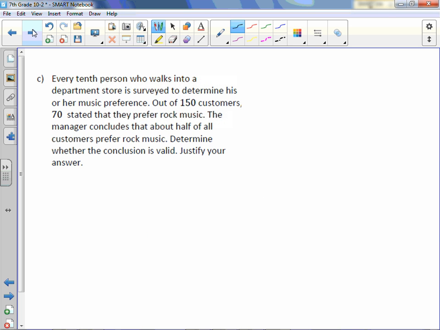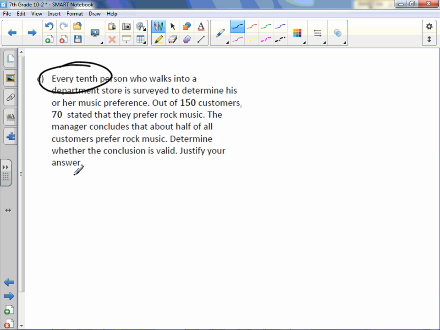Every 10th person who walks into a department store is surveyed to determine his or her music preference. Out of 150 customers, 70 stated that they prefer rock music. The manager concludes that about half of all customers prefer rock music. Determine whether the conclusion is valid. Justify your answer. So the key here is every 10th person.